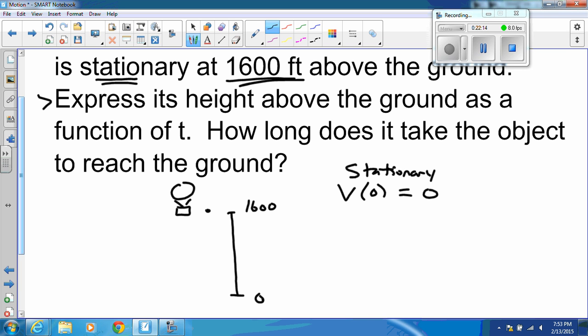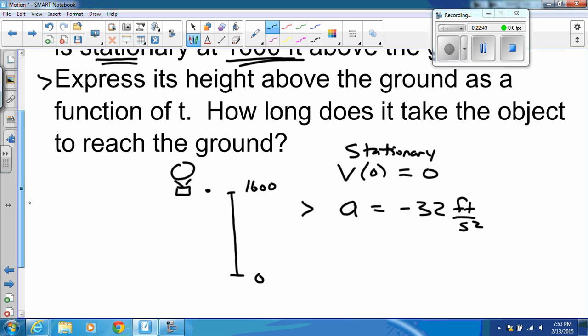So that's the first thing. And then the second thing that is in the background that needs to be understood for all of these problems is that since the object is being dropped near the surface of the Earth, it is therefore going to experience a constant acceleration of negative 32 feet per second squared. This information is not stated in the problem, but it is implied because the object is being dropped near the surface of the Earth.